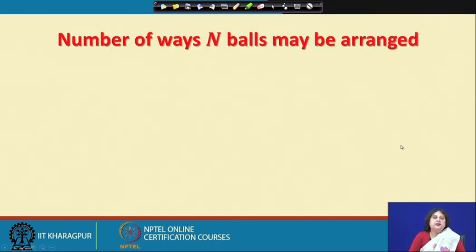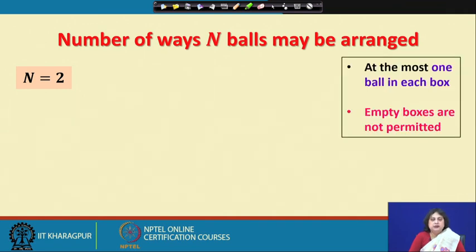So, let us try and understand the number of ways in which n balls may be arranged. Now, for the sake of simplicity, I will be taking n equal to 2. So, I just have 2 balls and there are some rules of this game. The rules are as follows. I have a single box in which I am going to arrange these balls, and at the most one ball can be placed in each box, and empty boxes are not permitted.